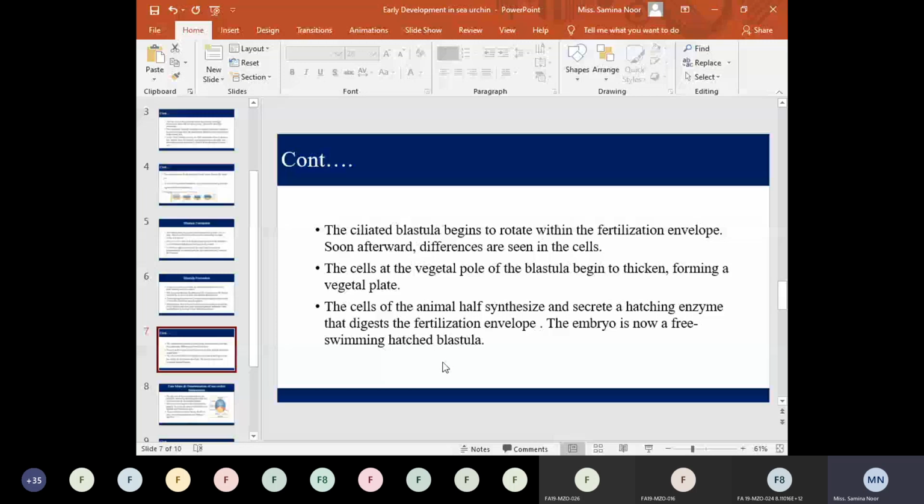The cells of the animal half synthesize and secrete a hatching enzyme, and this hatching enzyme digests the fertilization envelope. Later on क्या होता है कि जो animal half के cells हैं वो एक enzyme synthesize और secrete करते हैं जो कि hatching enzyme है. ये hatching enzyme fertilization envelope को digest कर देता है, ठीक है, and then the embryo is now a free-swimming hatched blastula.